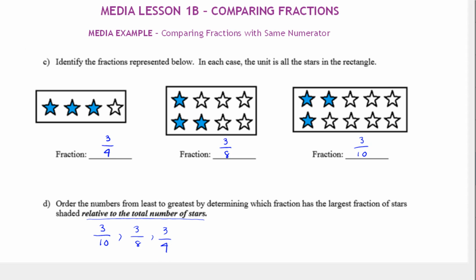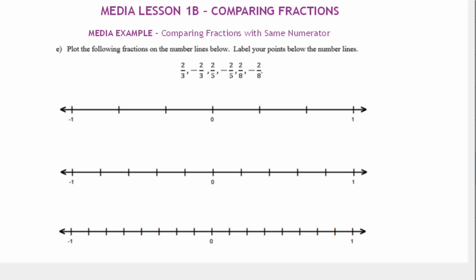Now we're going to look at an example with a number line so we can think about negative numbers. Plot the following fractions on the number lines. Label your points below the number lines. So first we're going to plot 2/3 and -2/3. These have tick marks on them already for us.